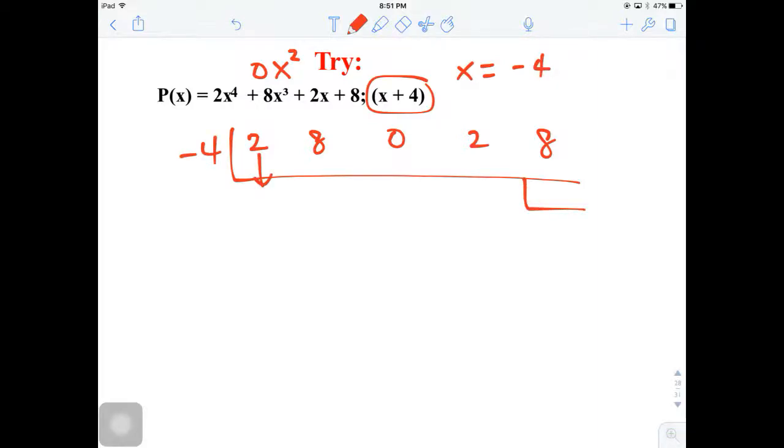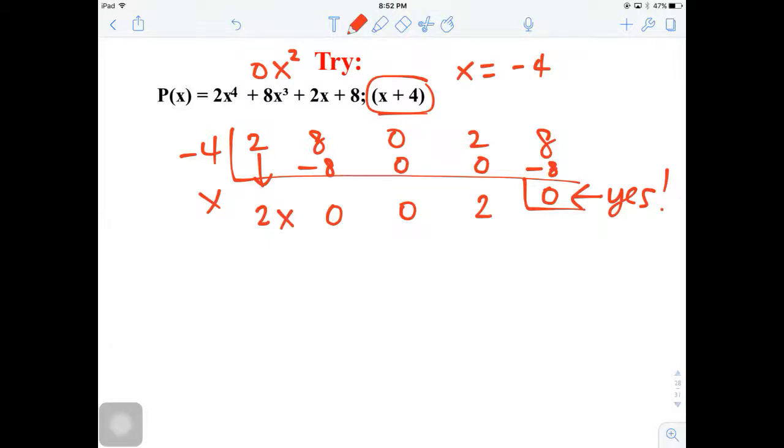And bring down the 2, multiply, we got negative 8, and then we have 0. Multiply negative 4, that's a 0. Combining, we have a bunch of zeros. Then we have 2 times negative 4 is negative 8. And finally, we are left with a 0 as a remainder, which means, yes, x plus 4 is in fact a factor. And let's go ahead and reduce and write the quotient.